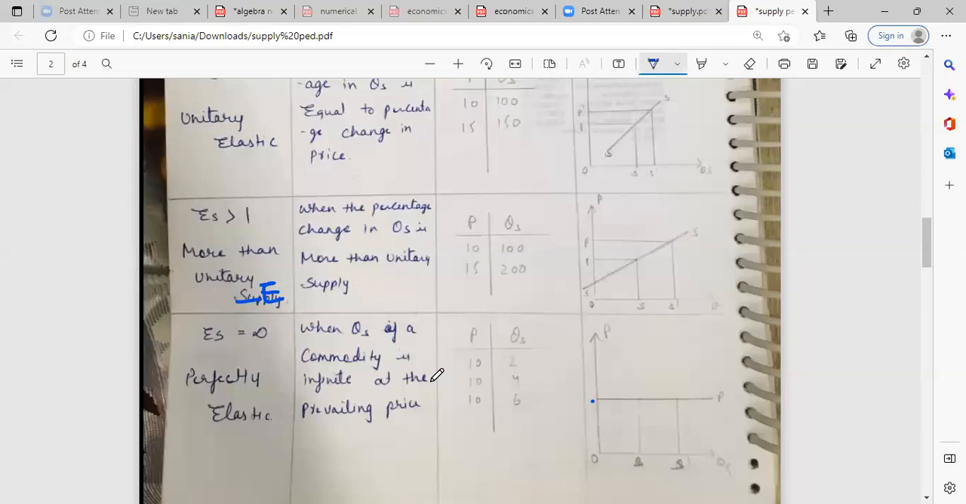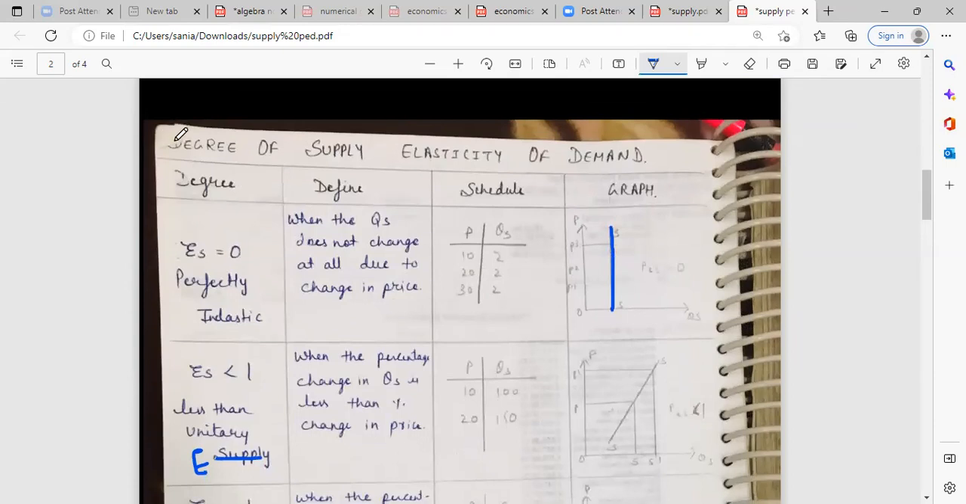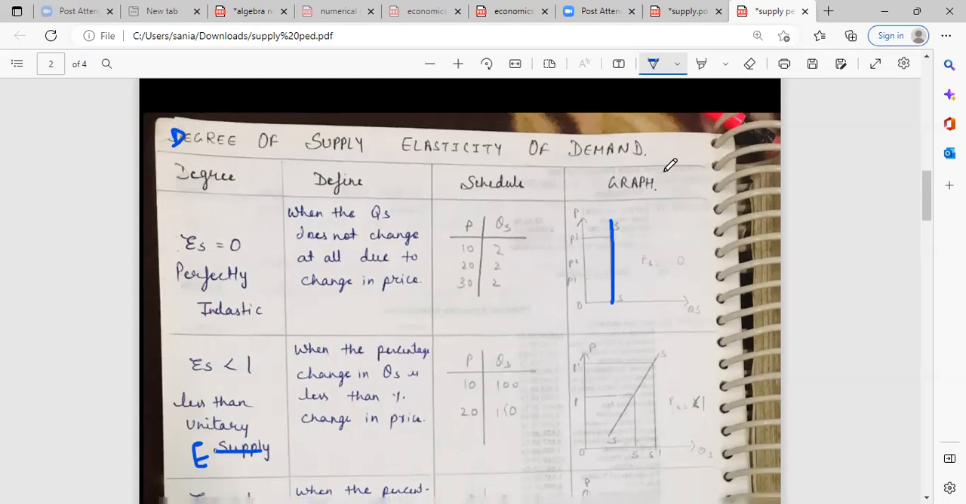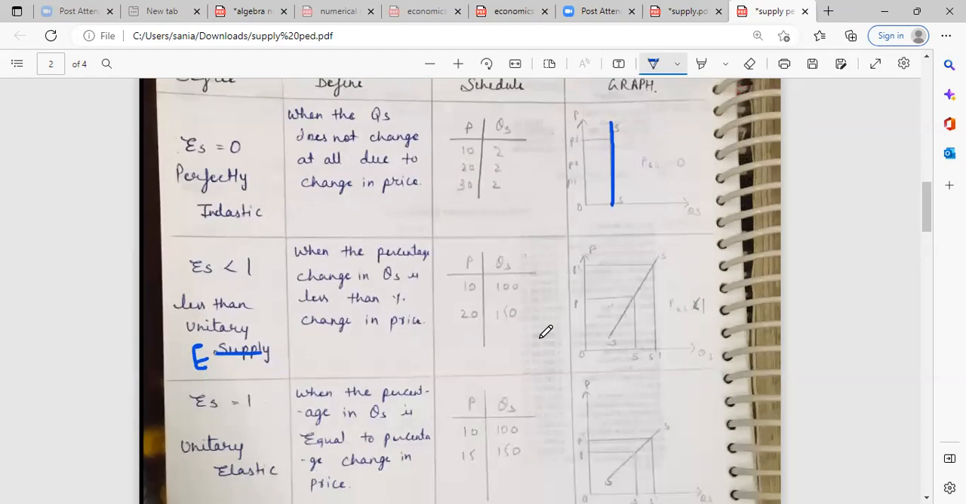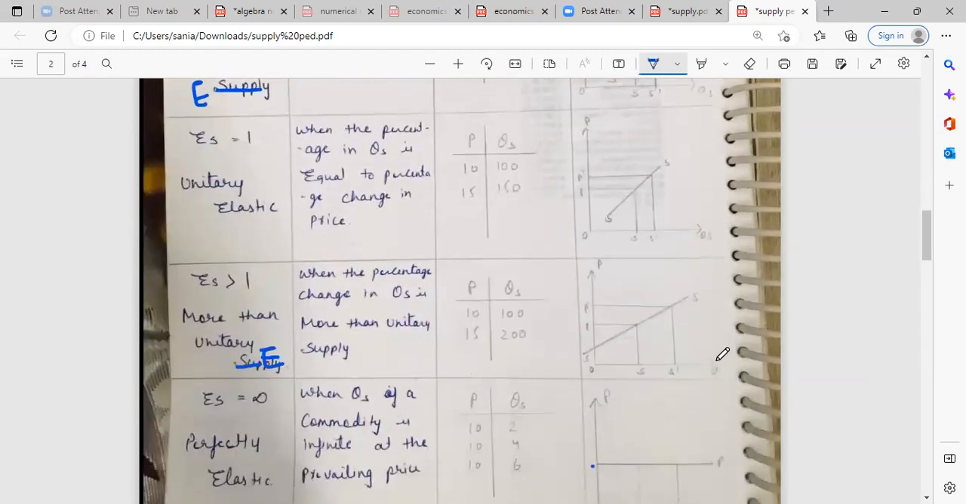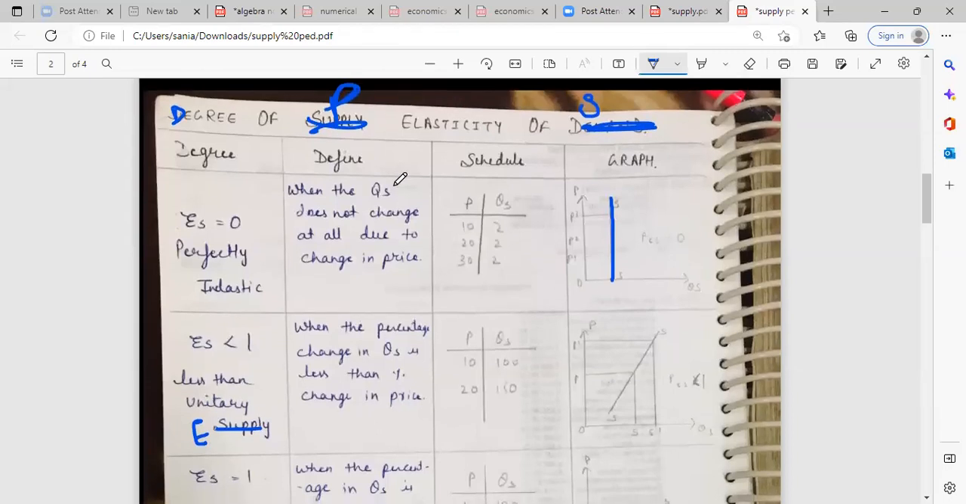Yes, ma'am. Okay. So you will write hashtag degree of supply. Sorry, it is price elasticity of supply. Clear? Yes, ma'am. And you will write degree, define, schedule, and graph. You will make it like this: second, third, fourth, and fifth. Clear? Yes, ma'am. Okay.